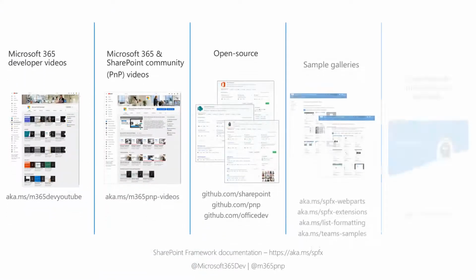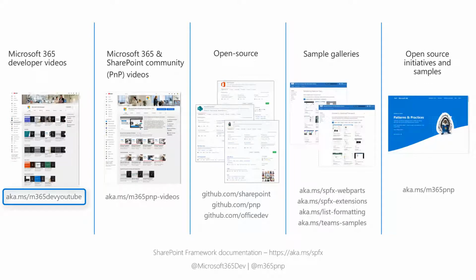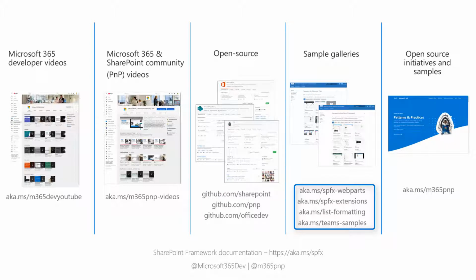Now, quick recap on the assets. We have multiple different YouTube channels. We have open source, github.com, SharePoint, PnP, and Office Dev, sample galleries, and plenty of them, and open source. If you're wondering on all of these assets which are available, where do I go to get access to everything? It's aka.ms/m365pnp. That site has access to all of the different locations and all of the different addresses.